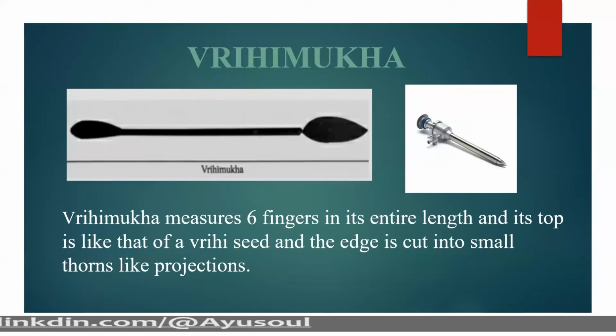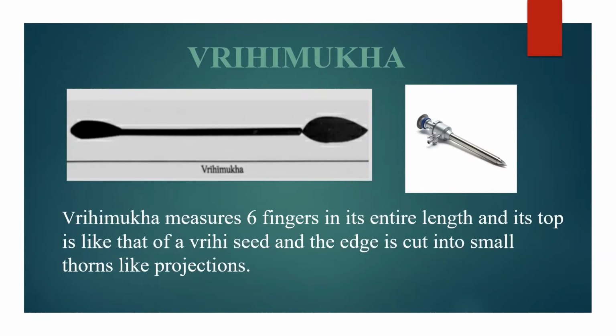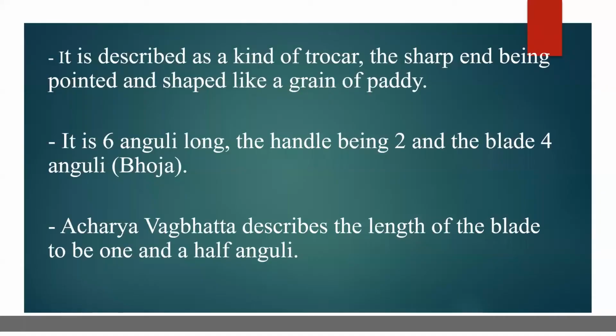Vrihi Mukh, as the name suggests, its top resembles a vrihi seed. It measures 6 fingers in its entire length, and the edge is cut into small thorn-like projections. It is described as a kind of trokar too, the sharp end being pointed and shaped like a grain of paddy. It is 6 anguli long, handle being 2 and the blade 4 anguli respectively as per Acharya Bhoj. Acharya Vagbhat describes the length of the blade to be 1.5 anguli.